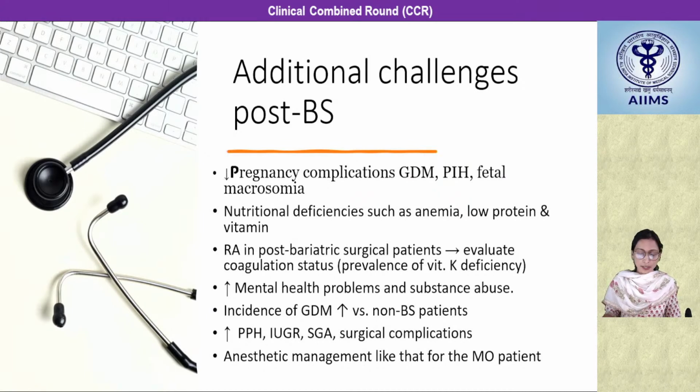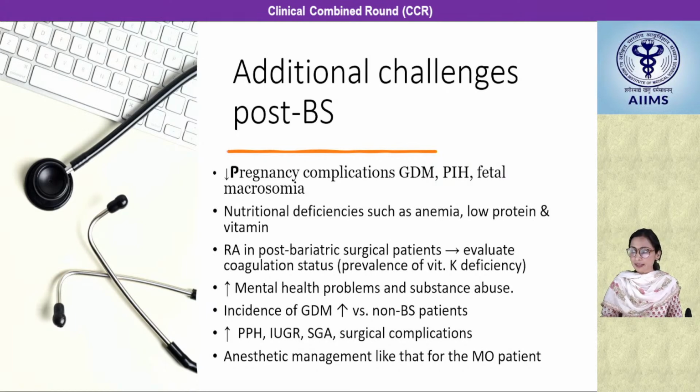In such a patient, we should be worried about the prevalence of vitamin K deficiency, which can lead to deranged coagulation status. Also, these patients may have anxiety disorders and other mental disorders and substance abuse problems like smoking. So we have to be prepared for that, and for the increased incidence of PPH and IUGR, which has been elaborated already.